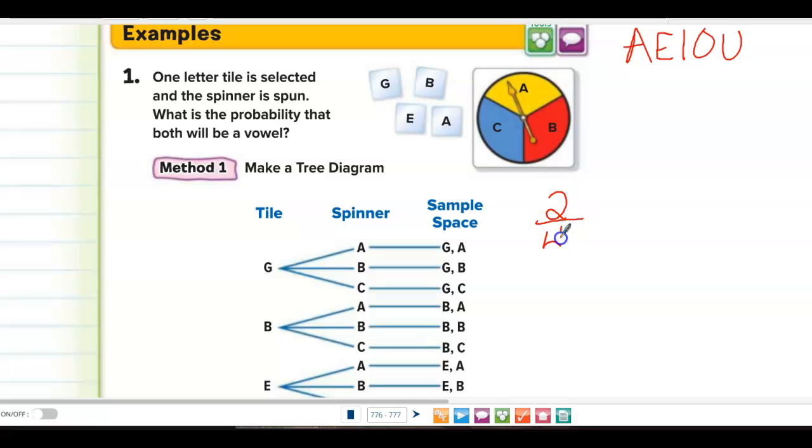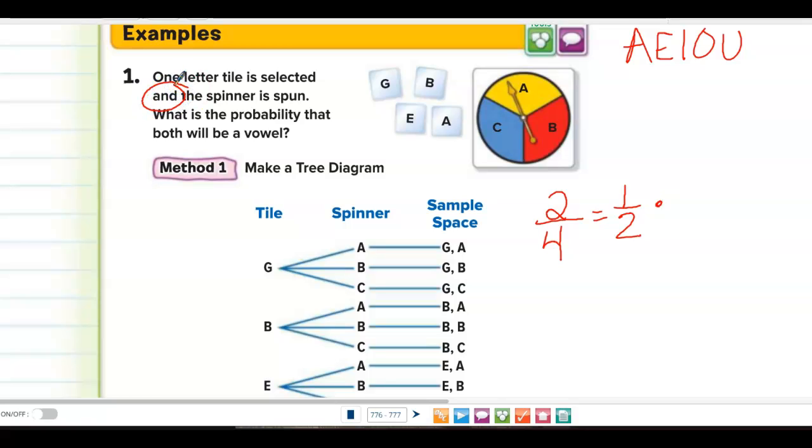4. Okay, so somebody reduced that already for me, and they said that's the same as 1/2. Okay, so that is the probability of your tiles. And it's like our fundamental counting principle. We're going to multiply again because it says and.